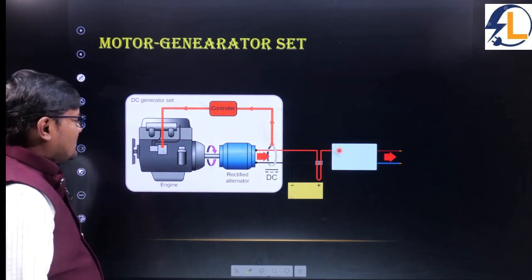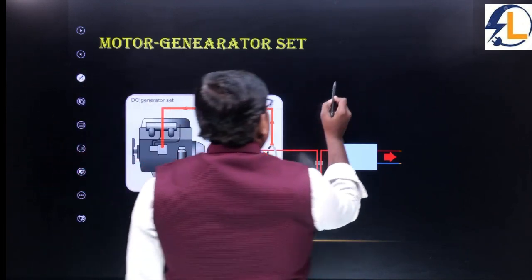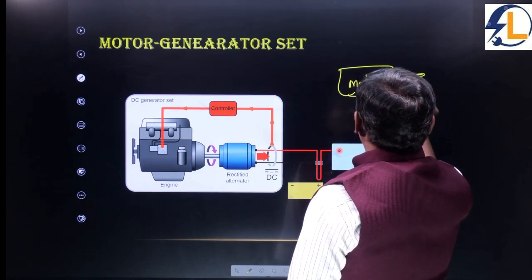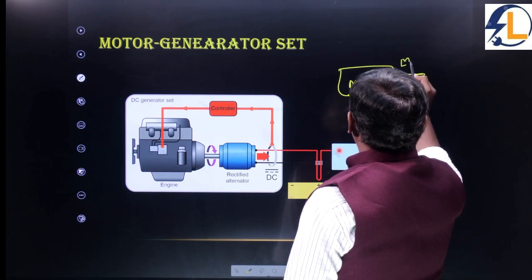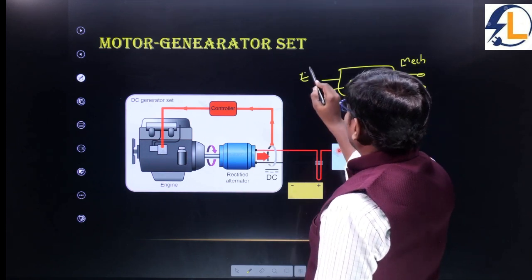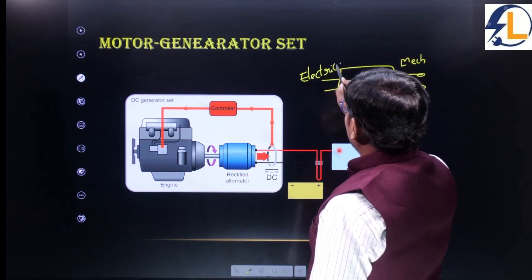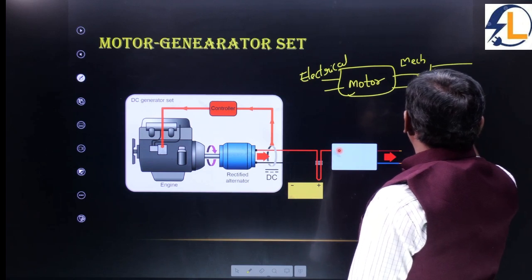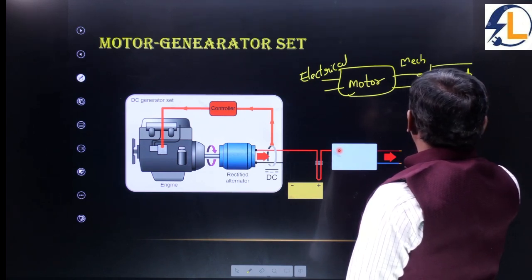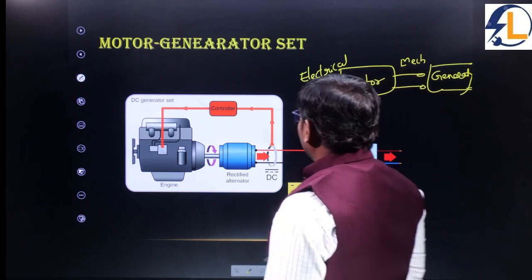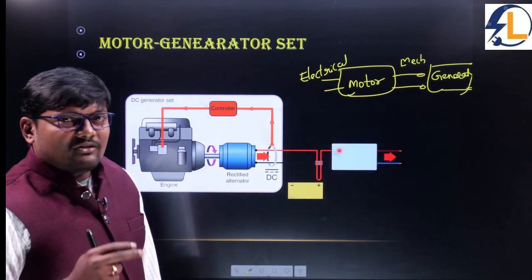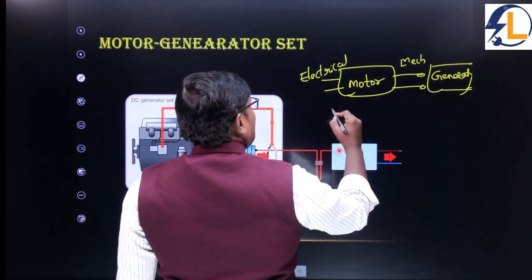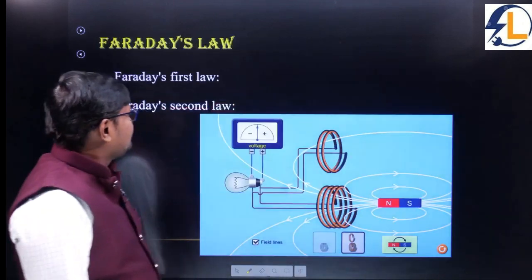So this is a motor generator set. What is the motor output? If you take a motor, the input is electrical and the output is mechanical output, and this is coupled to the generator. Then if you have a generator, how many machines do we require? Two machines. For smaller generators, we require a motor as well as the generator.